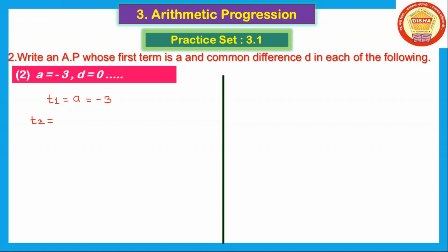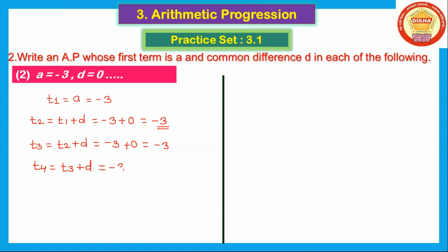Then we find second term. How we find second term? That is T2 is equal to T1 plus D. T1 is -3 and common difference is 0. Means -3 plus 0 that is equal to -3. Then we find T3, that is T2 plus D. We find here T2 is -3. Common difference is again here 0. Means again we get it here -3. Then we find T4 is equal to T3 plus D. Means -3 plus 0 is equal to -3.